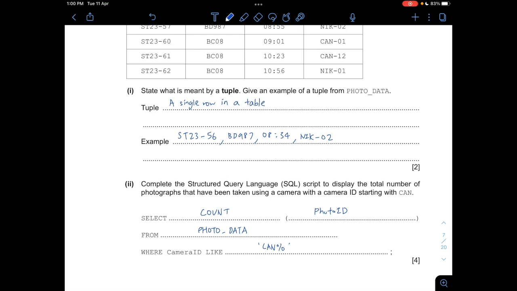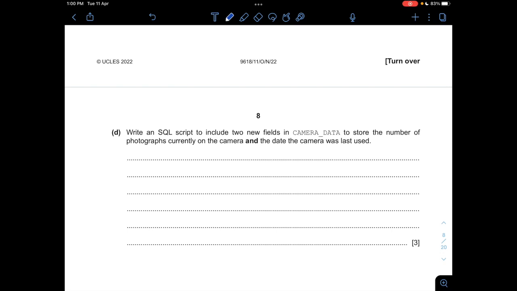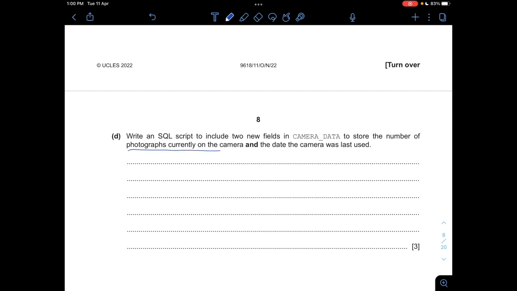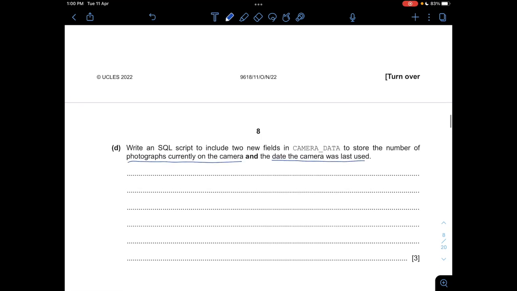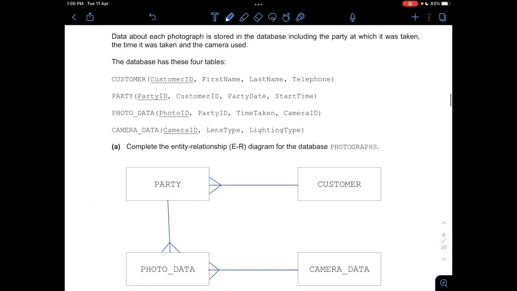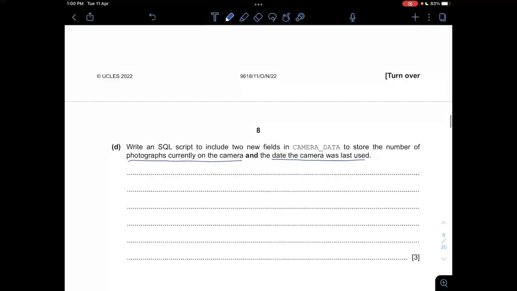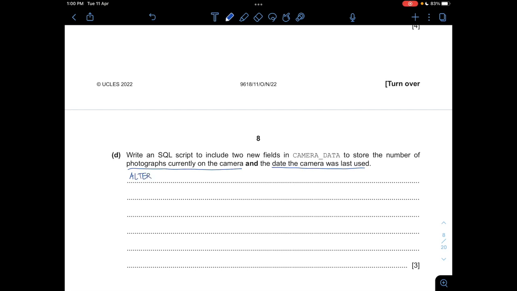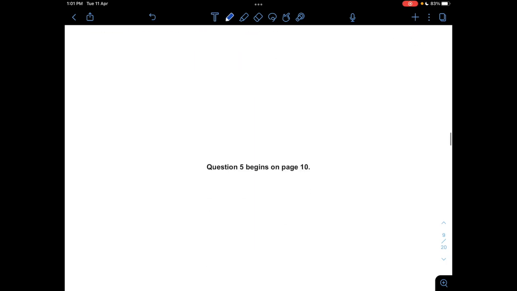Okay. Write an SQL to include two new fields in camera data to store the number of photographs currently on the camera and the date the camera was last used. So we need to add two new fields in camera data. If you look back at camera data, we have camera ID, lens type, and lighting type. So we need to add two more. So we're going to alter the table. So alter table camera data, and we're going to add, because we need to store the number of photographs currently on the camera, so this will be number stored. This will be integer. And then the date the camera was last used, so this will be last used. And this is date. Then we put a semicolon. That's it. And then we move on to the next question.